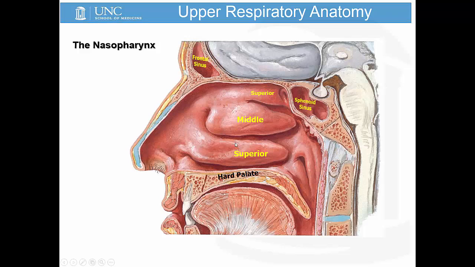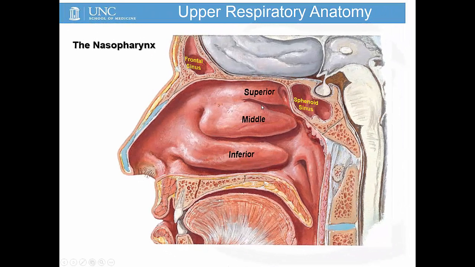Note these bony, scroll-like elevations, the conchae, and note that they're covered with mucosa. Clinicians generally refer to these conchae as the turbinates, the superior, the middle, and inferior turbinates that lie along the lateral wall of the nasal cavity. These turbinates serve to warm and humidify the air as we breathe.